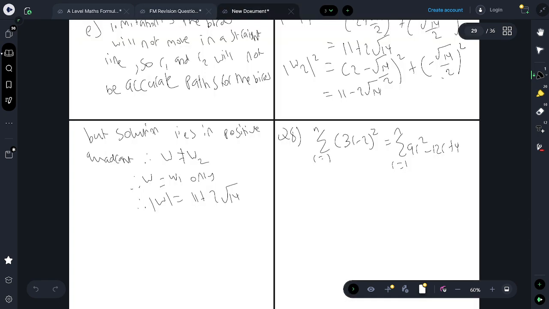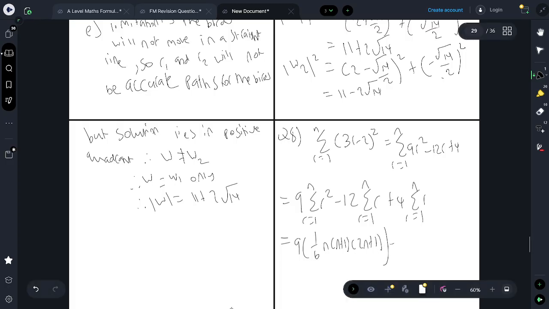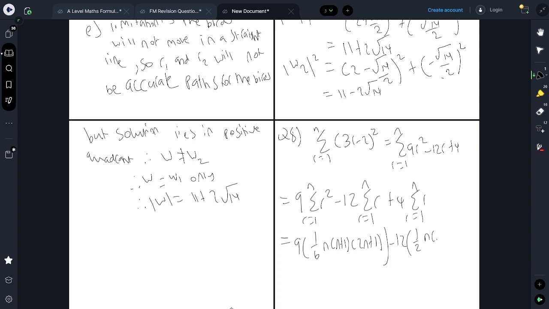Right, nice. So if we split this up, it's 9 lots of the sum from r equals 1 to n of r squared, minus 12 lots of the sum of r, plus 4 lots of the sum of 1. And you remember the sum of r squared is a sixth n plus 1, 2n plus 1. That's in the formula book. Minus 12 lots of a half n plus 1. That one you do have to learn. Plus 4n, because you add in 1 n times, so it'll just be n.